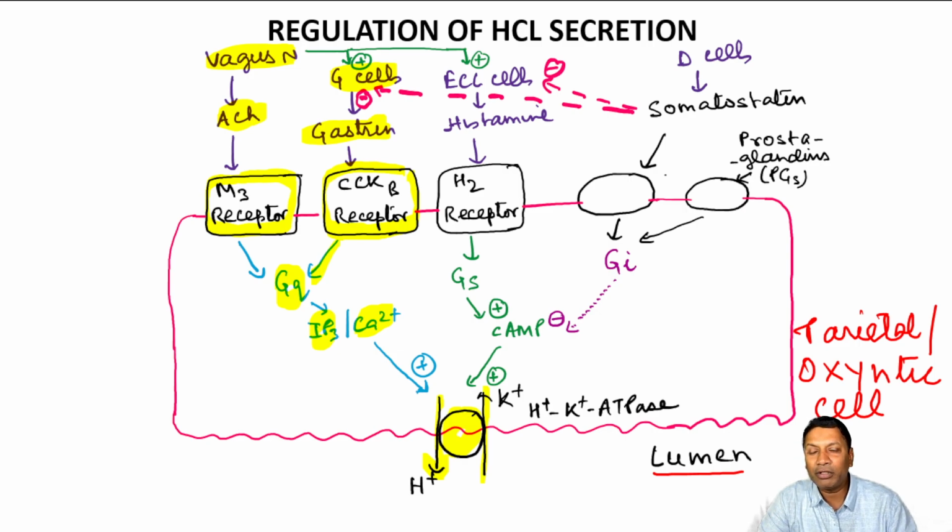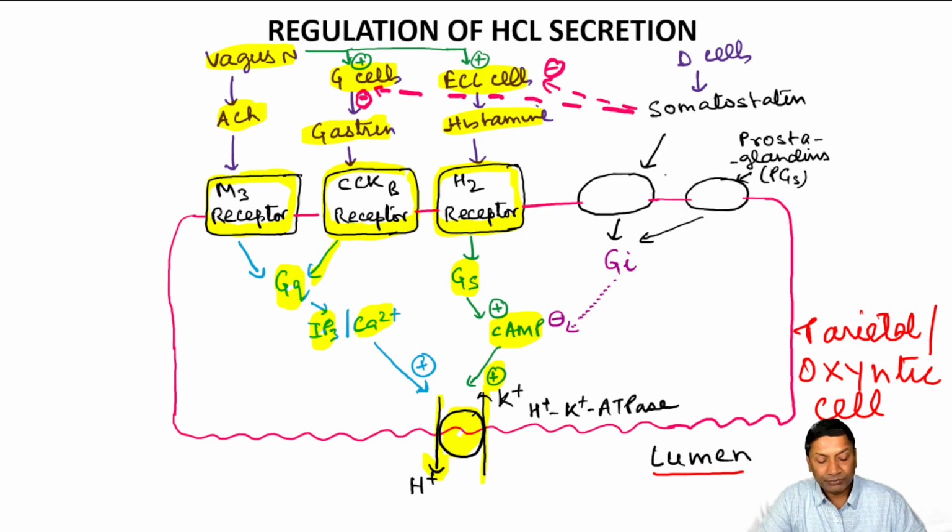Then the vagus nerve will also stimulate the enterochromaffin-like cells. The enterochromaffin-like cells will produce histamine, and this histamine will stimulate the H2 receptor on the parietal cell, and this H2 receptor will act via another type of G protein, that is the Gs. Here S stands for stimulatory. So G protein will lead to formation of cyclic AMP, and this cyclic AMP will stimulate the potassium hydrogen pump, right?